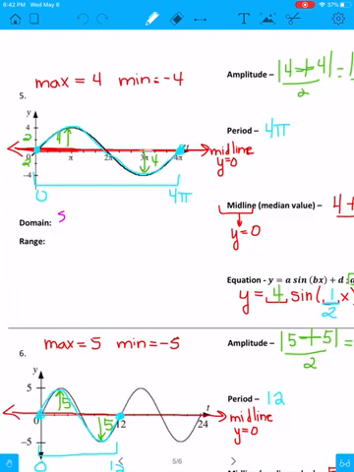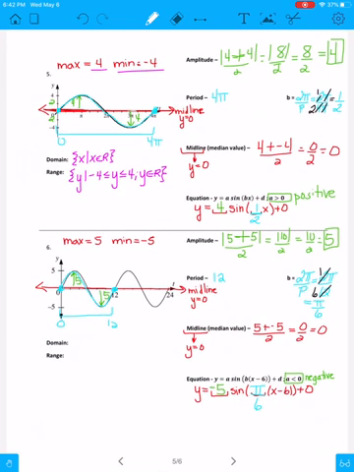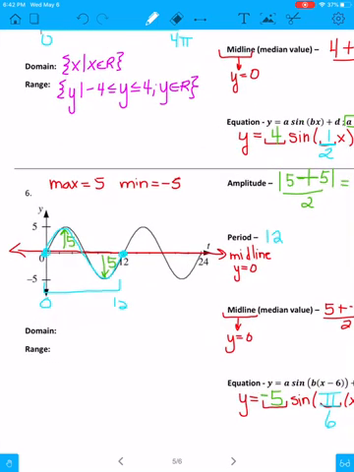Okay, number 5, domain x such that x is an element of the reals. My range is y such that my minimum, which is -4, is less than or equal to y, is less than or equal to +4, YER. And then for 6 and 7, please pause and try them out on your own. Domain is the set of x's such that x is an element of the reals. My range is y such that -5 is less than or equal to y, is less than or equal to 5, YER.